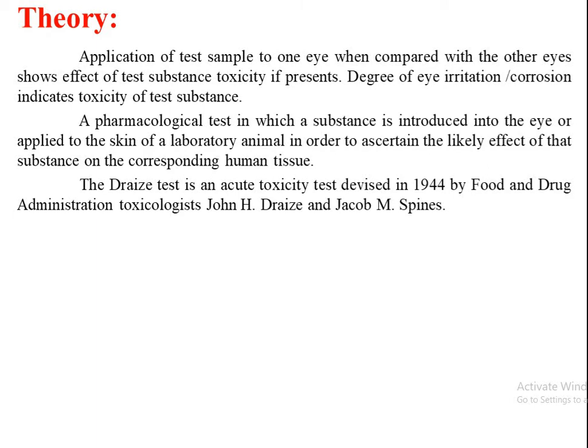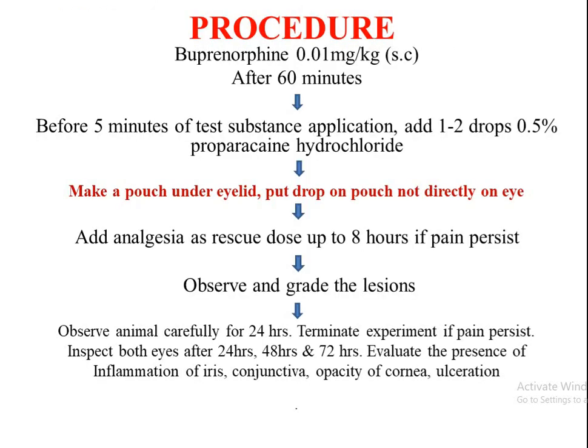In this test we will administer a test substance to one eye, and we will check whether this substance is responsible for causing a harmful effect or works as an irritant. We will check these parameters based on whether the substance causes corneal ulcer, opacity, or inflammation in the iris or the conjunctiva. One by one, initially we'll talk about the procedure.